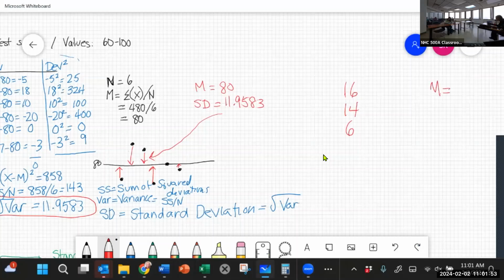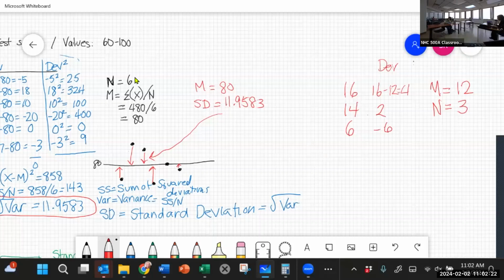And what is N, just out of curiosity? How many people are in this? 3. N is 3. All right, so now it's asking us to find the sum of square deviations. So we have to figure out the deviations first, right? So let's figure out the deviations. 16 minus 12 is 4. 14 minus 12 is 2. And 6 minus 12 is negative 6.